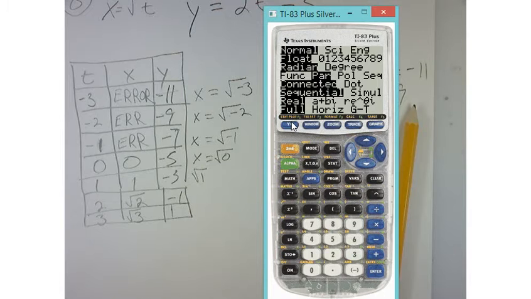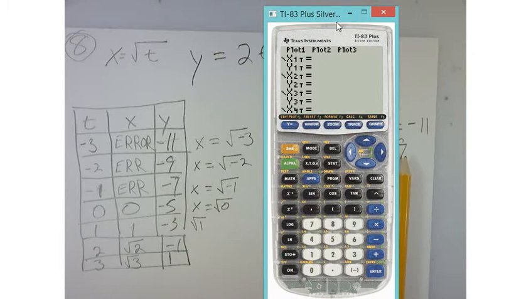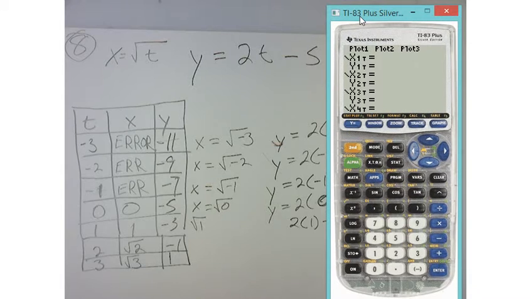And then when I hit my y equals button, you'll notice that I have x equals a number and y equals a number. So I'm just going to plug those in. I'm going to say the square root. And if you're wondering where the t is, it's right here. It's the same button that we use for x. So x equals the square root of t, and then y equals 2 times t minus 5.